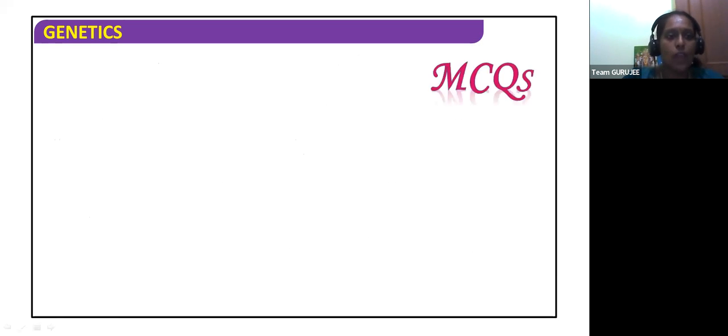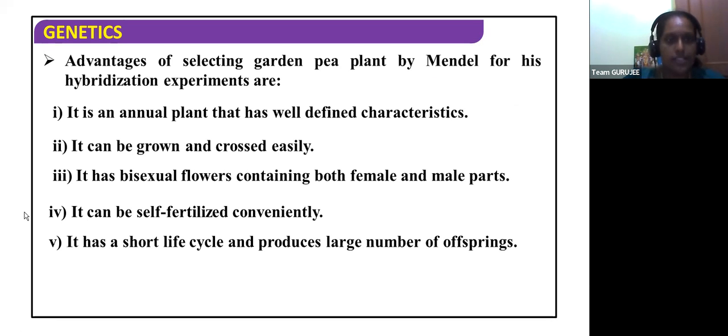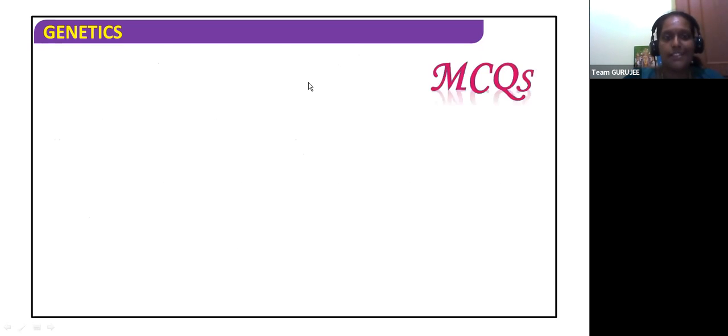So these are the reasons why he chose the pea plant for his study. First thing is, it's an annual plant with well-defined characters. What are well-defined characters? The contrasting characters that are seen. It can be grown and crossed easily. You can grow them and cross them easily. It has a bisexual flower containing both male and female parts. It can be self-fertilized conveniently. It has a short life cycle and produces a large number of offspring. So these are the advantages of choosing the garden pea plant by Mendel for his hybridization experiments.